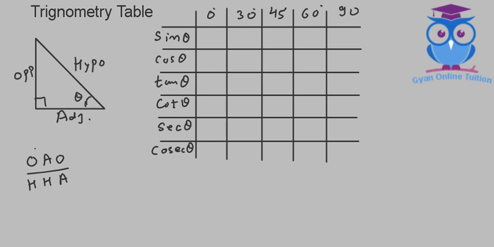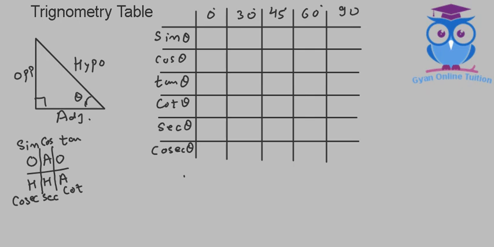So let's divide them. This is sine, this is cos, this is for tan. Now the opposite: cot is opposite of tan, sec is opposite of cos, and cosec is opposite of sine. This is the way.